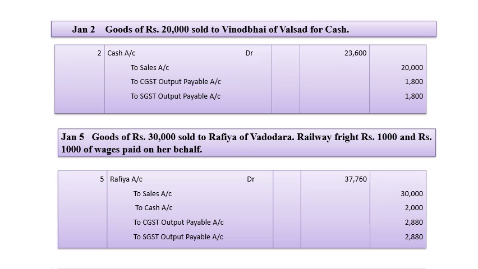Now you have to make 9% of 32,000. So if you make 9% of 32,000, it will come to 2,880, and to SGST output payable account 2,880. So this is the way we can make the entry of the second transaction.